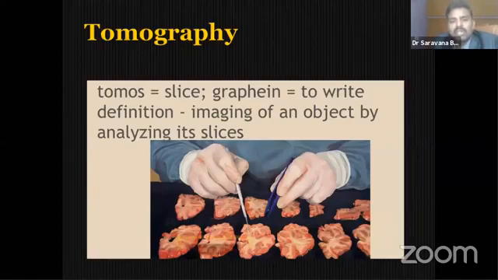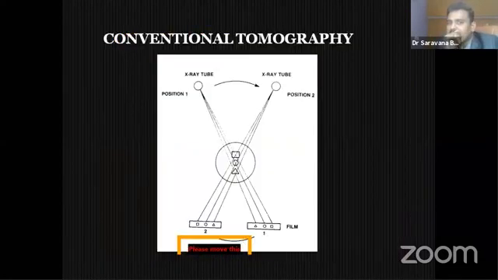If I want to see the object, or the patient's head or body or maxillofacial region, slice by slice, what to do? We need to go for tomography. It is not possible with conventional radiography. So this is the principle of conventional tomography. Conventional tomography is an older method, used just to overcome the limitation of superimposition. It has been available since the 1960s. I'll tell you the principle simply in one sentence.